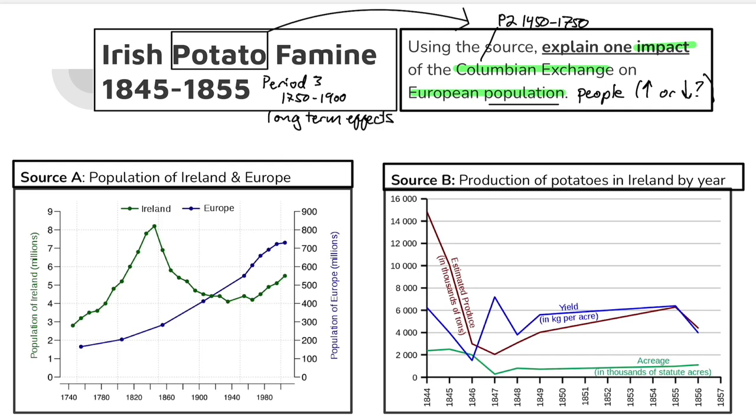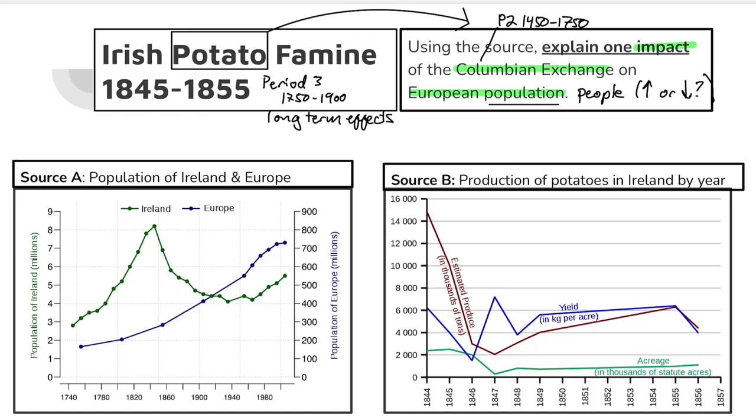So does the potato relate to the Columbian Exchange? Yes. Does the potato relate to the European population in period 3? Yes. So you can make those connections. So once you've read the question and figured out what it's asking, then you read the titles of the charts.